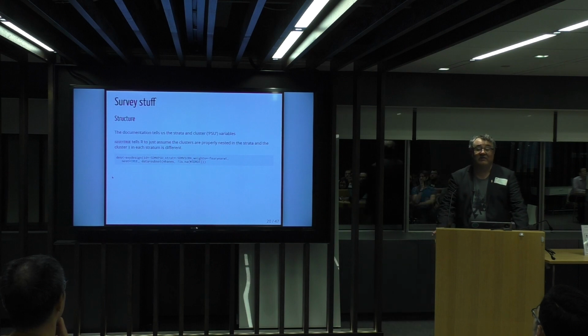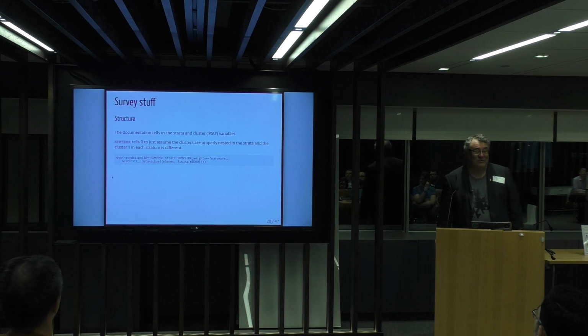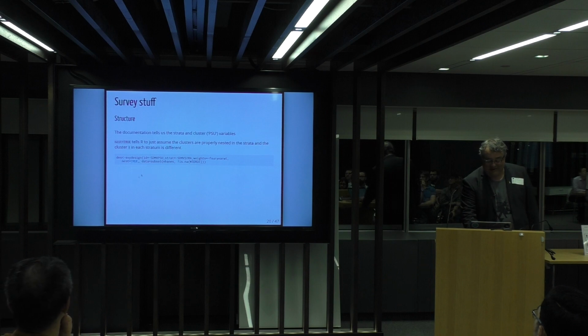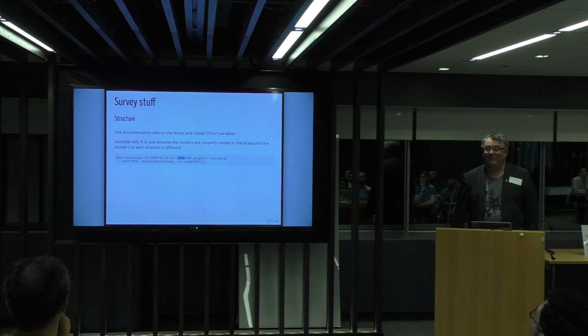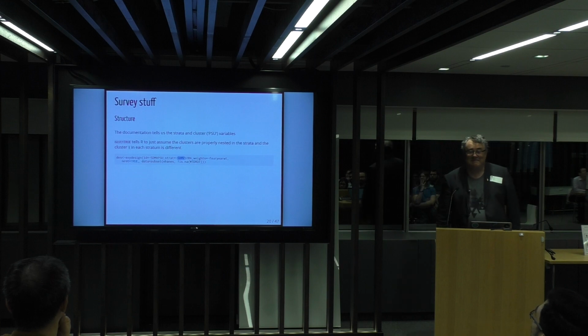Now, the documentation tells us the strata and cluster variables. They call the clusters PSUs because that's what survey people call them. It stands for Primary Sampling Unit. And you look up in the documentation, it tells you that the variable called SDMVPSU is the primary sampling unit, and the variable called SDMVSTRA is the stratum identifier. I've got no idea what SDMV stands for, but it's what the documentation says, and I trust them.